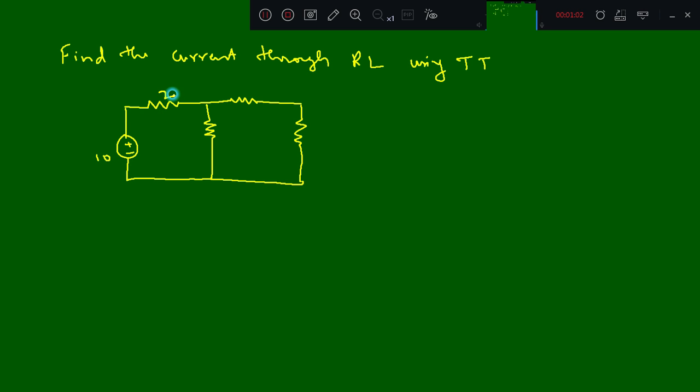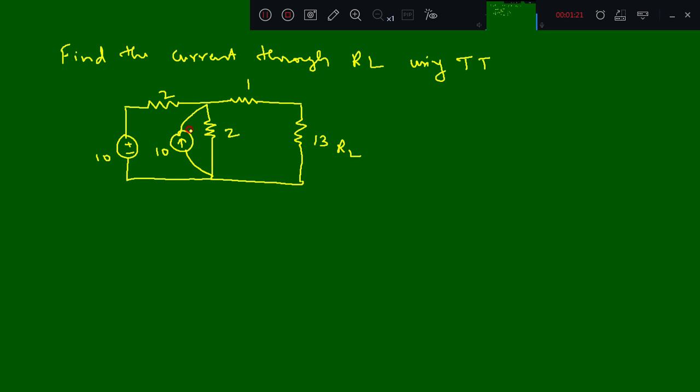10 volts, 2 ohm, 1 ohm, 2 ohm, then here is 13 ohm, this is the RL, then here you have one current source connected, this value is 10.